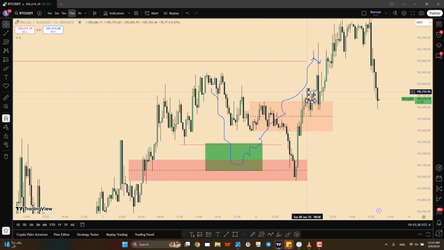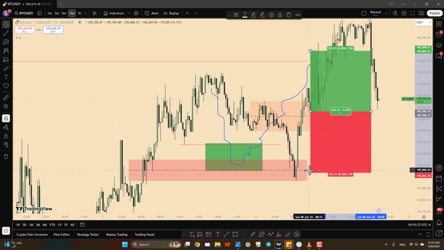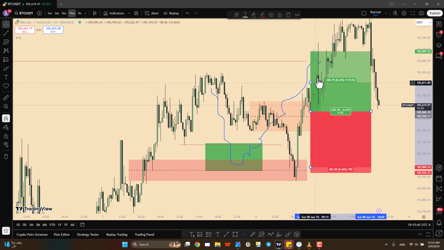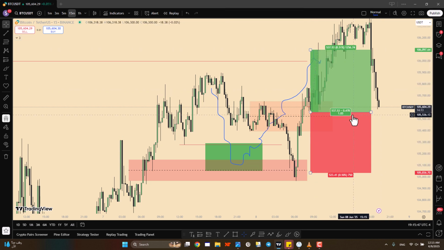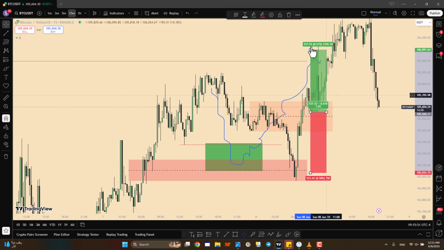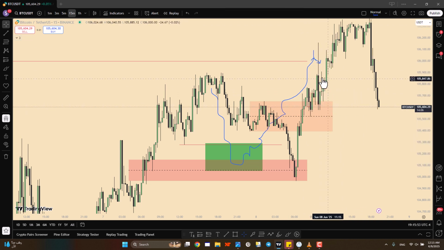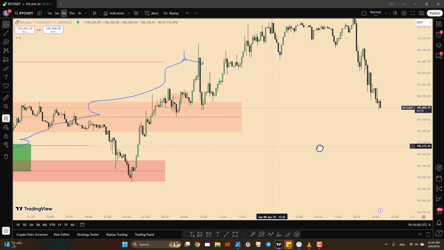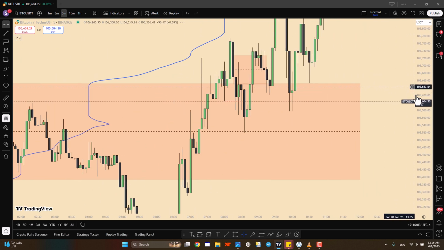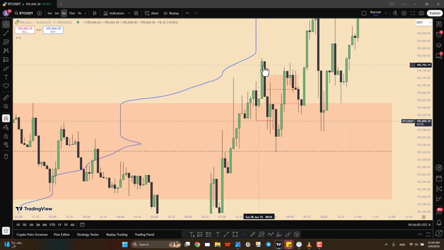So once we broke above this, I took the first long from here, somewhere around here, like this, and I put my stop loss here, and I put my TP here, all right? And that's a 1-to-1. After I took that trade, I dropped down to the lower time frame to look for lower time frame trades, scalps. So if you go to the 5-minute, look what happened inside this breaker.